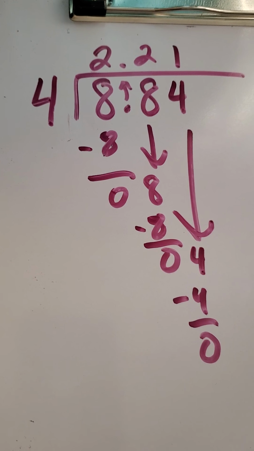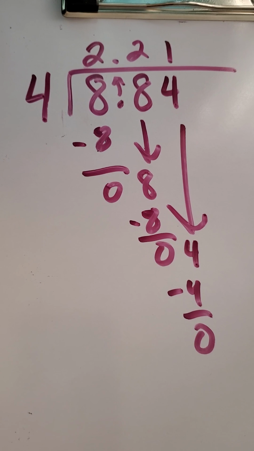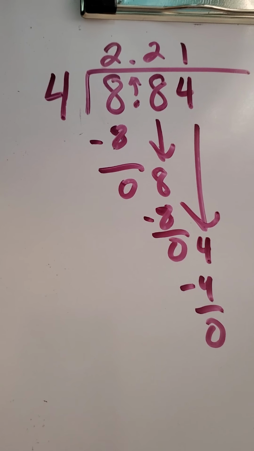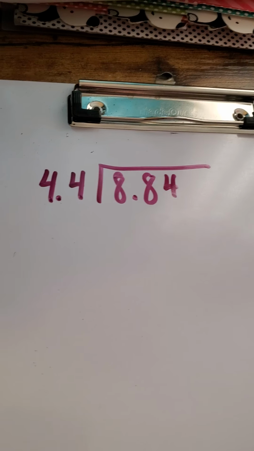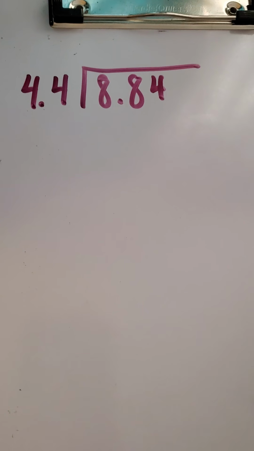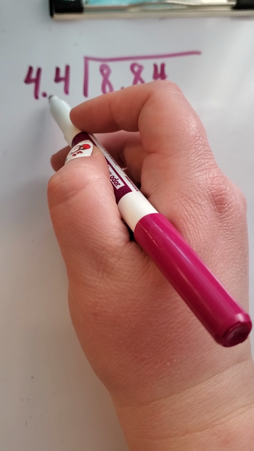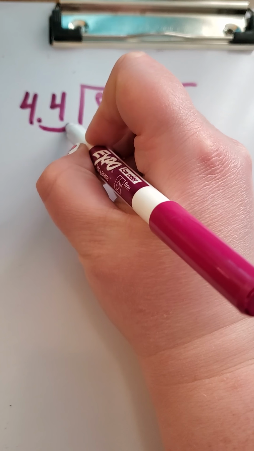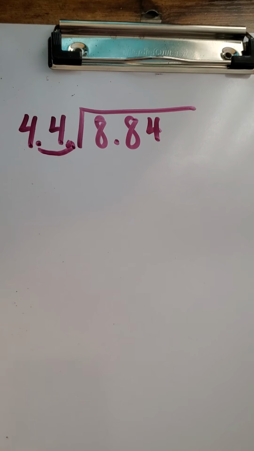Very simple. Don't have to really do much thinking. Everything went into it. No remainders, nothing to worry about. Move your decimal straight up. But what happens if you have a decimal on here, on the outside? Well, what you do is you are going to shift this over until it becomes a whole number.